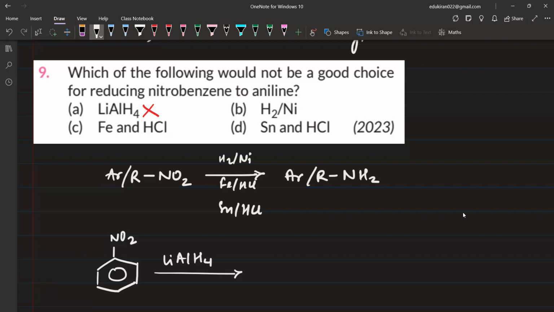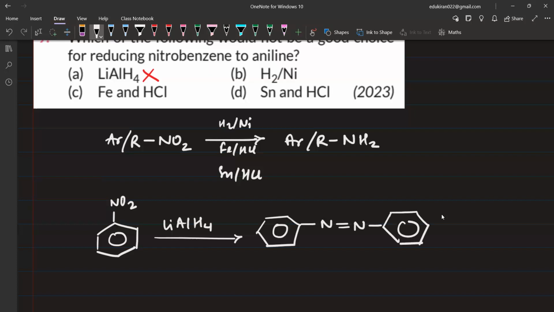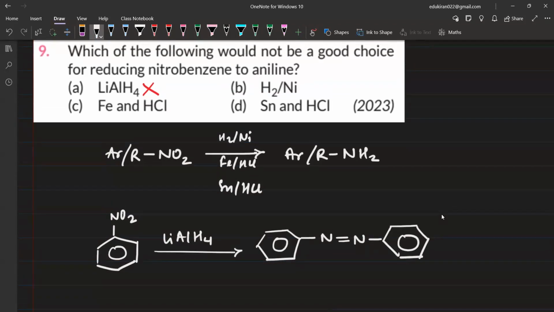So when you are having lithium aluminium hydride, it is going to give you, please write it here, a benzene ring connected to a nitrogen atom, which has a double bond with another nitrogen atom, and then again a benzene ring, like this. So that is why it is not a good choice for reducing nitrobenzene. Lithium aluminium hydride is not a good choice. So option E is correct here. You can write this reaction as of now.